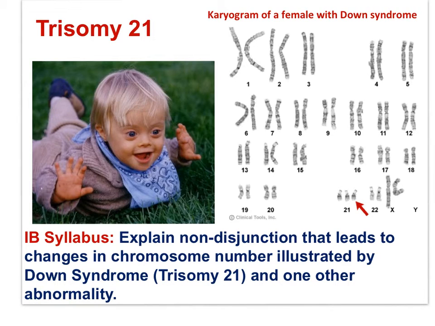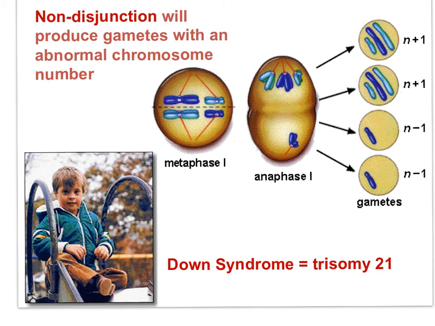Non-disjunction during meiosis results in the formation of a gamete with 1 extra 21 chromosome. Then fertilization results in a zygote with 3 of the 21st chromosome type. In this image, we can see the error occurring during anaphase 1, where the proper separation of a homologous pair does not occur. This cell, at the end of meiosis 1, has an extra chromosome.